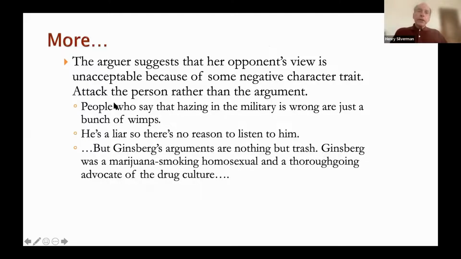So here's another example. People who say that hazing in the military is wrong are just a bunch of wimps. He's a liar, so there's no reason to listen to him. Now, that may or may not be true, but just saying you shouldn't listen to him because he's a liar is not the way to refute the argument.